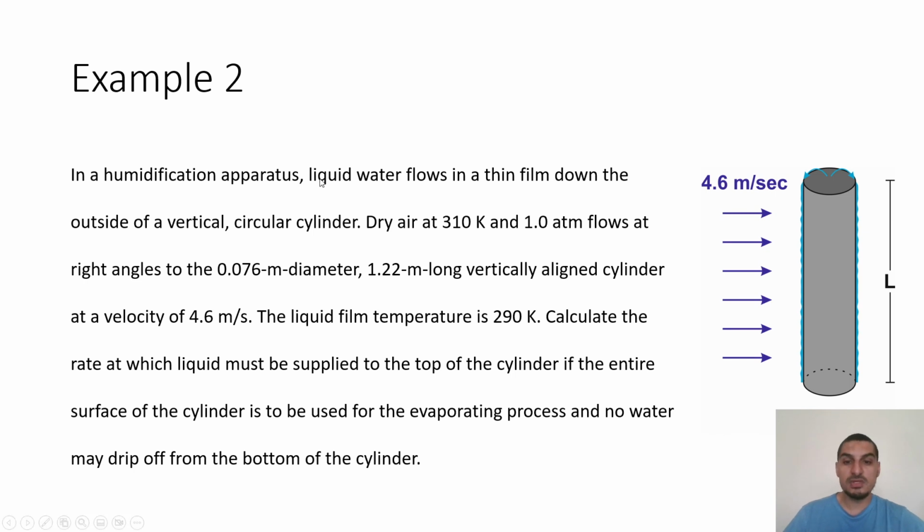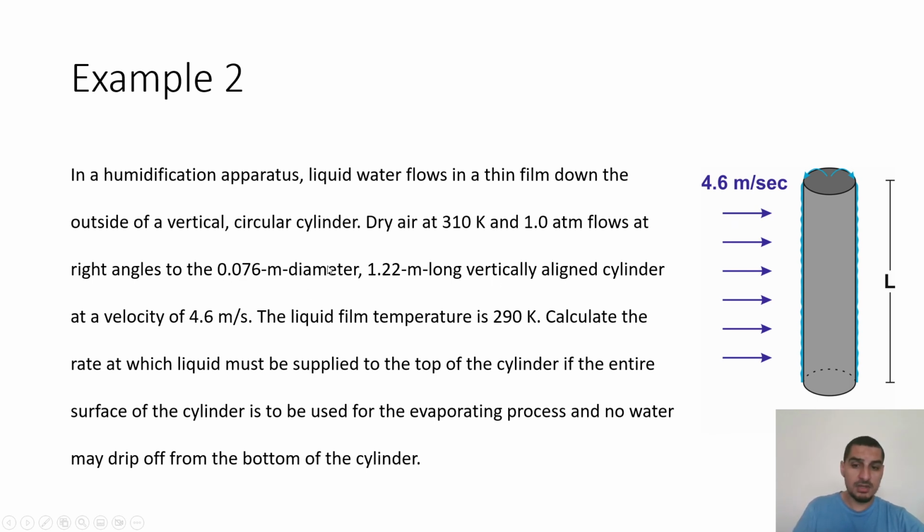So in this process, we have liquid water flowing in a thin film down the outside of a vertical circular cylinder. So this is what you see here. This is a vertical cylinder, you have water that is flowing from the top of this cylinder and it flows on the outer sides of the cylinder. We know that the airstream outside is flowing perpendicular to the cylinder, or normal to the cylinder.